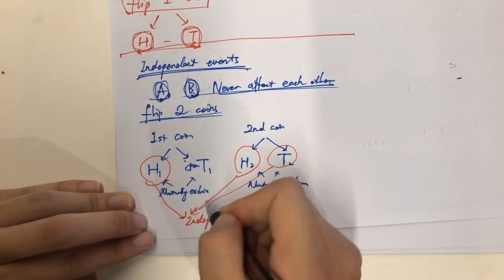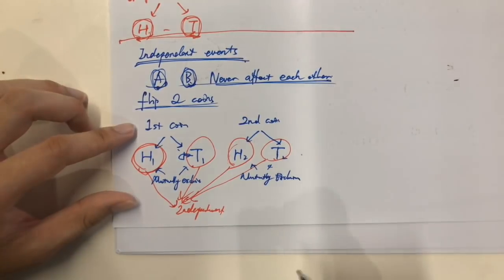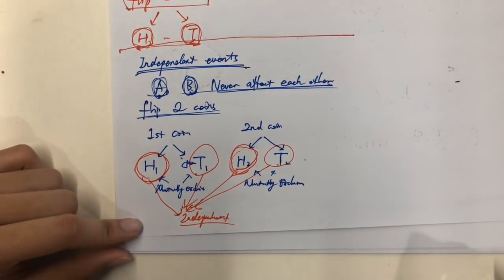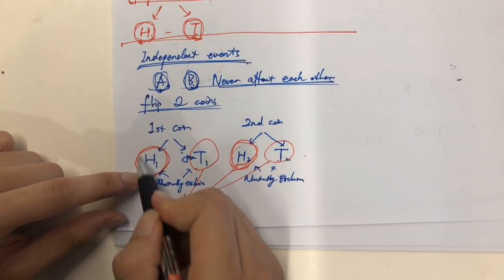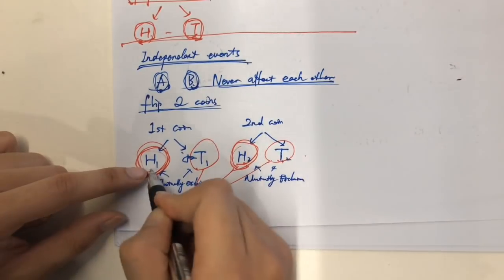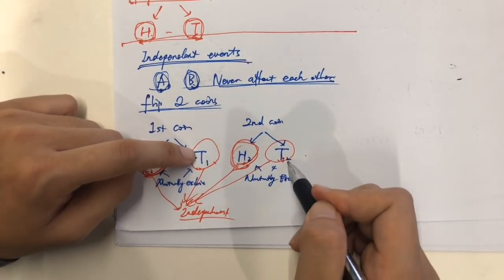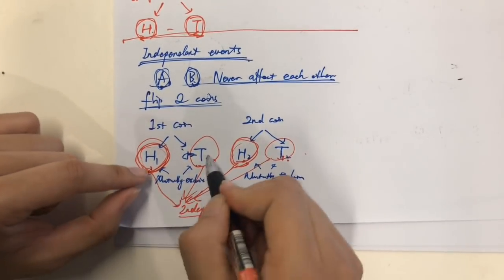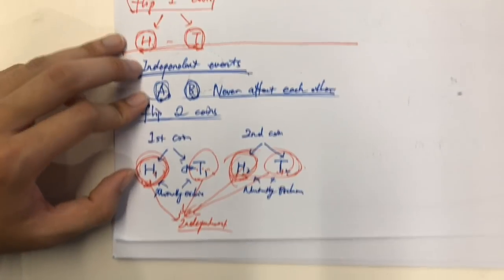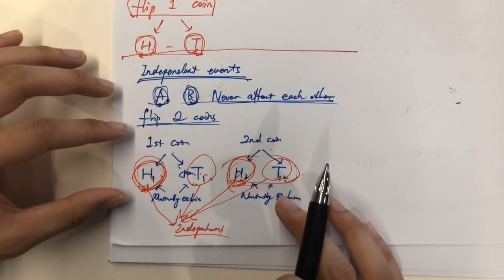Or H1, T2. Or T1, H2, or T1, T2. So every time you take one result here and one result in the other experiment, we can determine if they are independent or not. You can see H1 happening will never affect whether H2 or T2 happens, right? So H1 and H2, or H1 and T2 are independent events. Or T1, H2, T1, T2 are independent events, because any of them happening will never affect the result of the second coin, right? So independent events usually take place in different random experiments, okay?